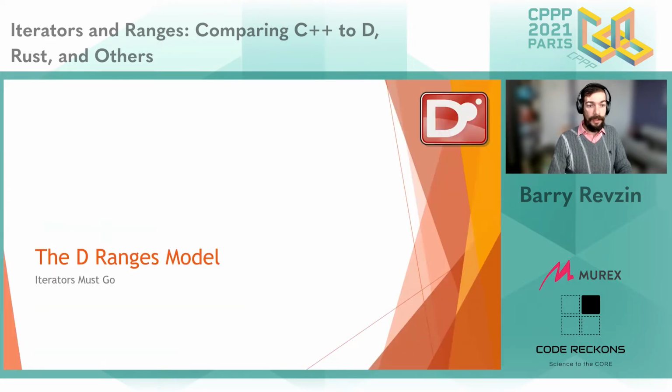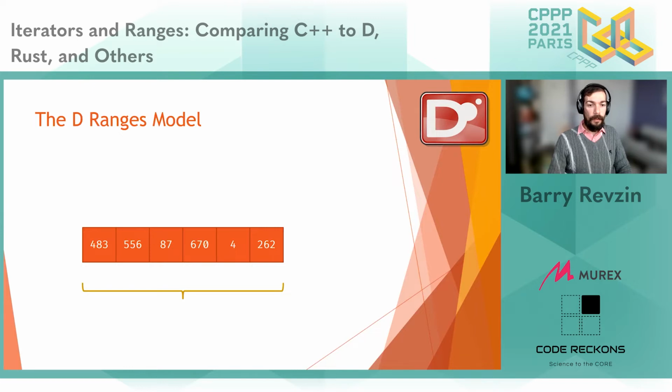So let's talk about D. The D ranges model was introduced partially by an Andrei Alexandrescu talk in 2009 called "Iterators Must Go." I don't actually know if there's a good video of this talk, which is unfortunate because Andrei is such a great speaker, but the slides to it are at least fairly easy to find. Now, I don't expect people here necessarily to be familiar with D. I'm personally not super familiar with D as a language, but it's still interesting to go over what the range model looks like in D.